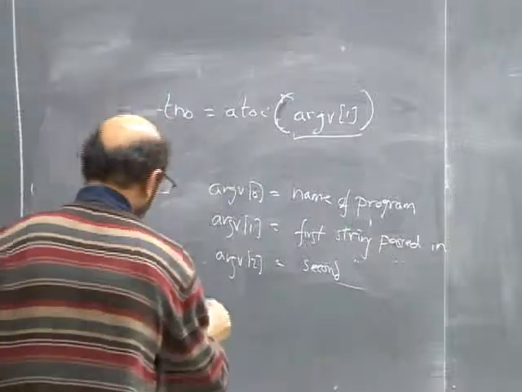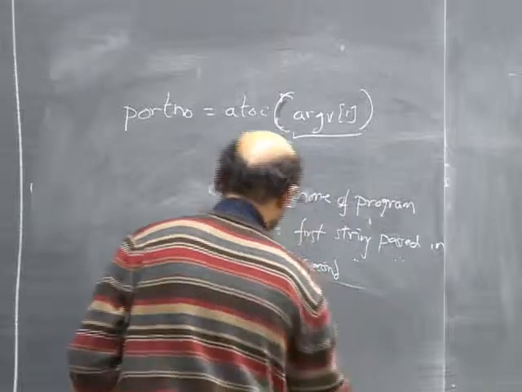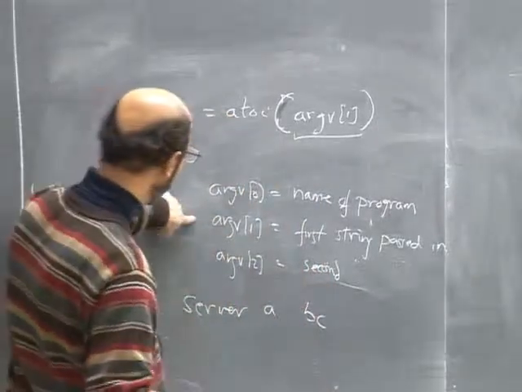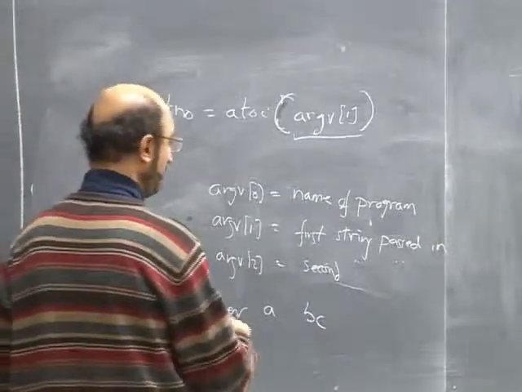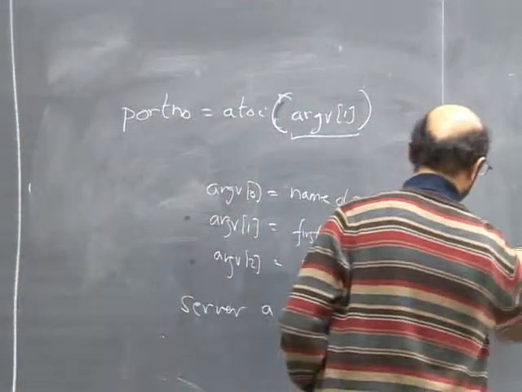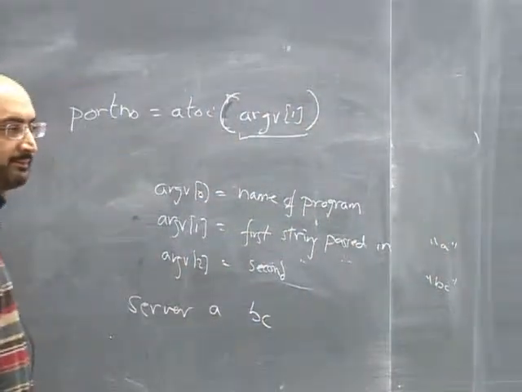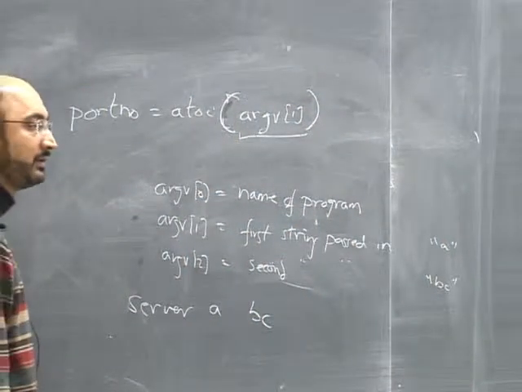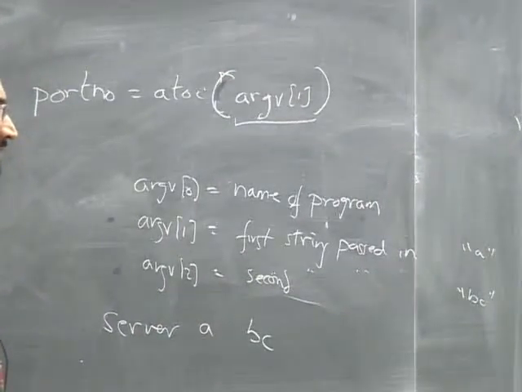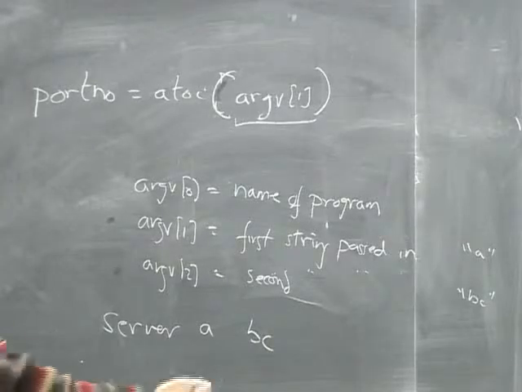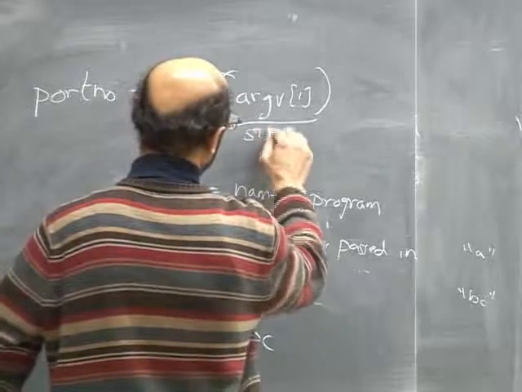So for example, if I invoke this as server A BC, then argv[1] will be A, and argv[2] will be BC. There'll be the string A and the string BC, okay? So this would become A, and this would be the string BC. So it's automatically going to be of type string. If you give it an integer or any number value, it will always be a string. No matter what happens, the input is always a string, okay?